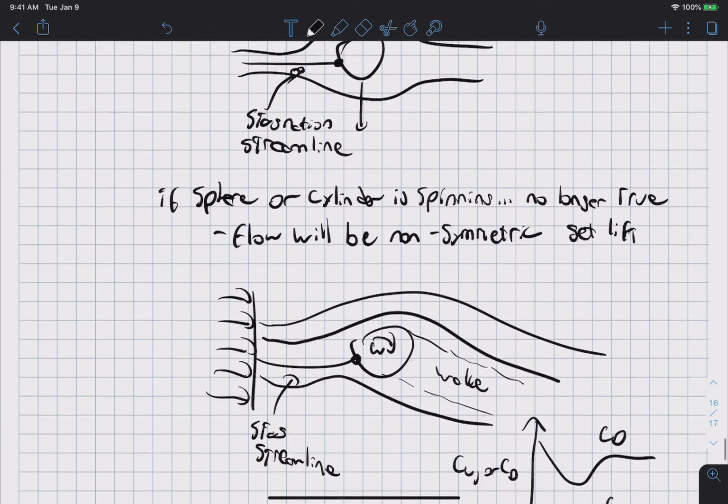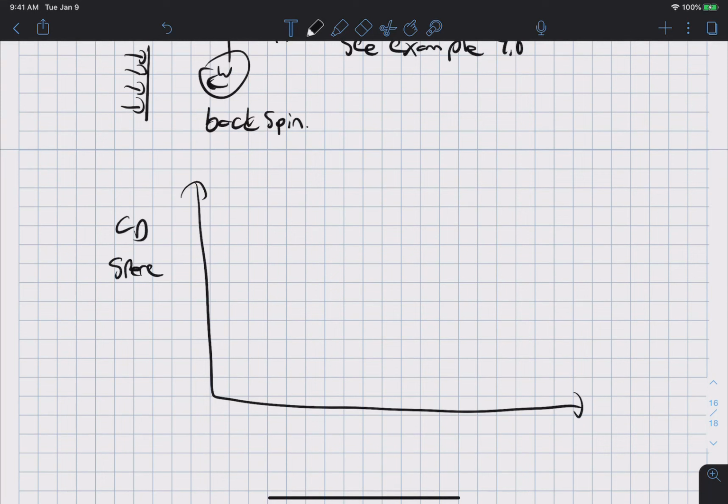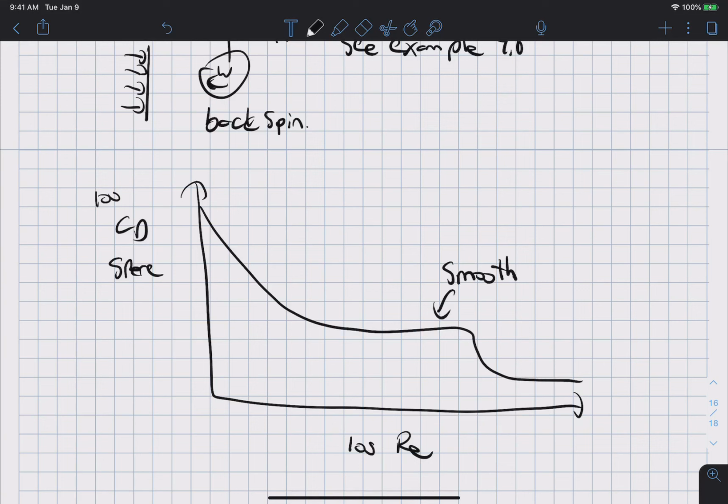Okay, and one last thing that I forgot to mention for the spheres, I'll go back down again, is if you look at the drag coefficient for a sphere, and again that's on a log scale, log Re, it looks something like this. This would be smooth. If you roughen the surface of the sphere, in some cases the object may actually have reduced drag.